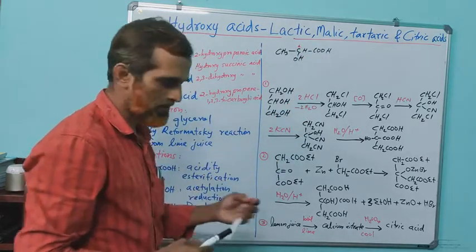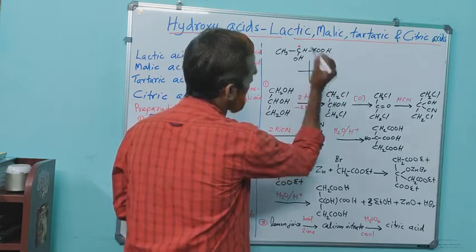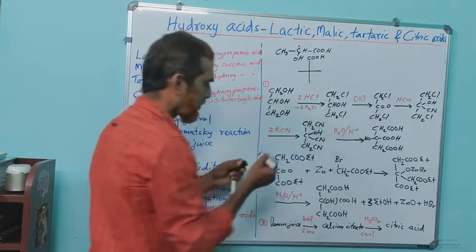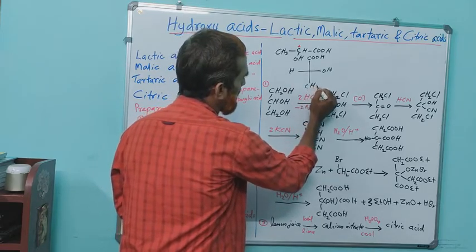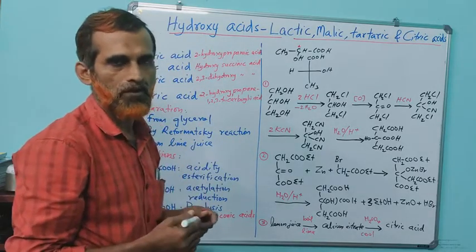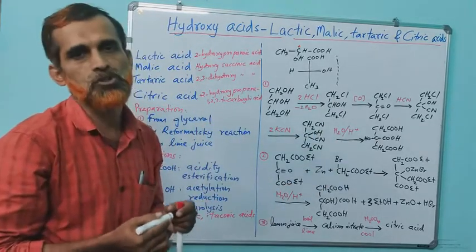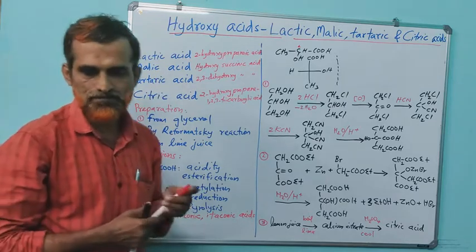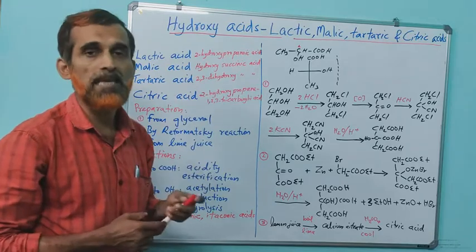So we can draw the Fischer projection. CHO is written at the top, the most oxidized group, then OH, H and CH3. We know this is the D form compared to glyceraldehyde. You will have the enantiomer, the mirror image, that is the L form for this one. The next one is malic acid. It is otherwise hydroxysuccinic acid.